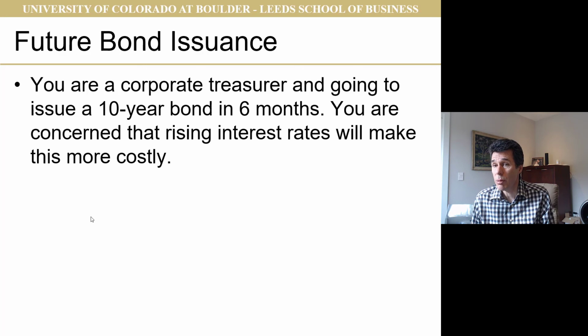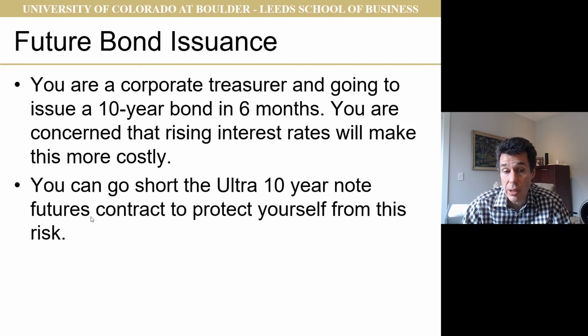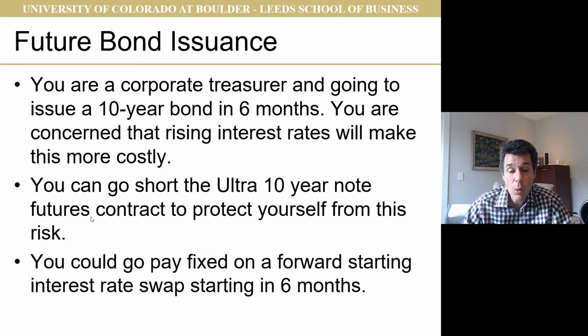What about if I'm a corporate treasurer and I want to issue a 10-year bond in 6 months? So I don't want to issue it right now. I want to issue the bond in 6 months, but I'm worried that rising interest rates are going to make this more costly, right? If interest rates are 4 right now and they might be 6 in 6 months. Well, when I issue the bond, I'm going to end up paying higher interest. So what I can do is go short a bond, the 10-year note futures contract, again, matching that bond. We talked about this one before. Or I could pay fixed on a forward starting interest rate swap, starts in 6 months, goes for 10 years from the 6-month period. And that's an equivalent trade.